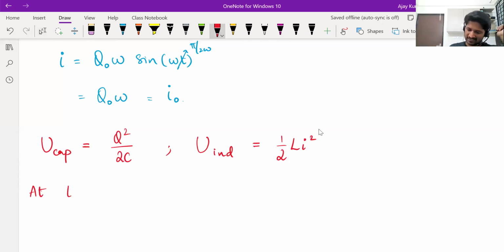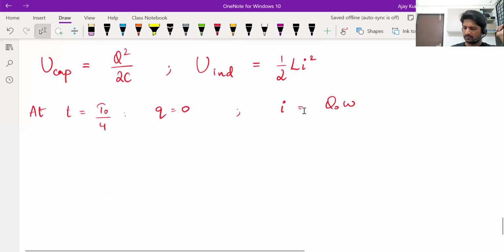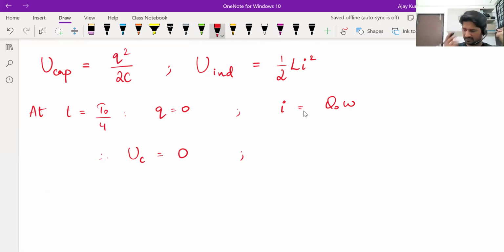Now at the time that you were asked, that is 1/4 of the time period, you got charge as 0 and you got current as peak current Q naught omega. Therefore, energy stored in the capacitor will be 0. Q square by 2C becomes 0. In fact, you have to take small q, charge at a particular instant. And energy stored in the inductor will be half L times the current square. It becomes half L Q naught square omega square.